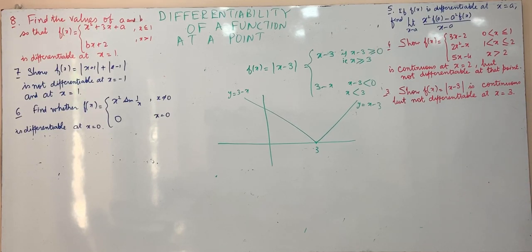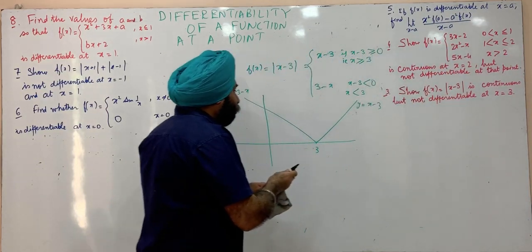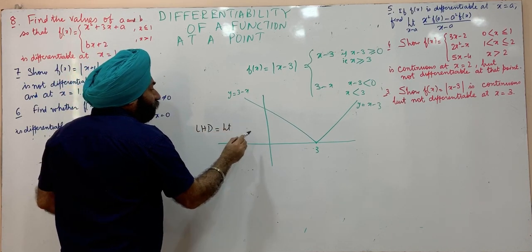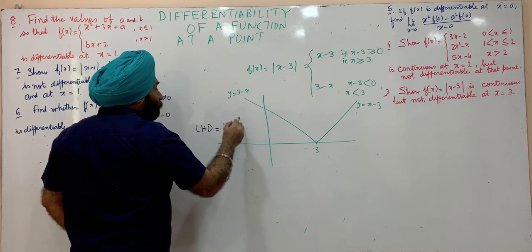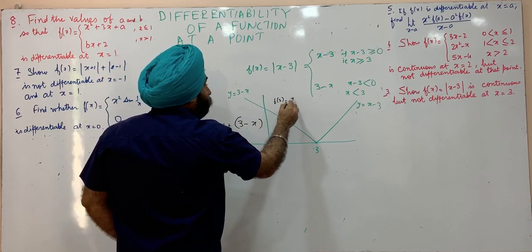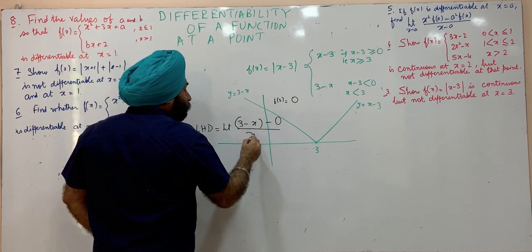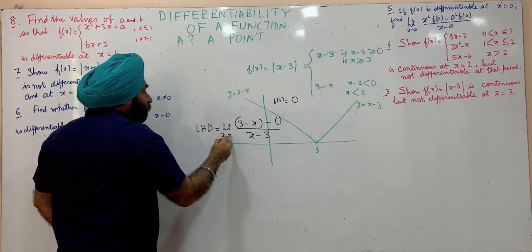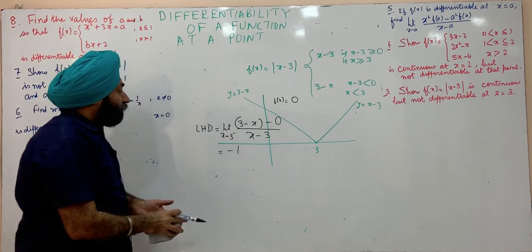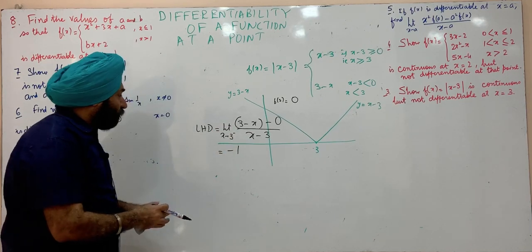But for subjective questions, we find out the left hand derivative. That will be limit of the function to the left of 3, this is the function. And what is f of 3? F of 3 is 3 minus 3, mod of 0 is 0, upon x minus 3 as x approaches 3 minus, this is minus 1. This is x minus 3, minus sign outside, so minus 1 will be left.